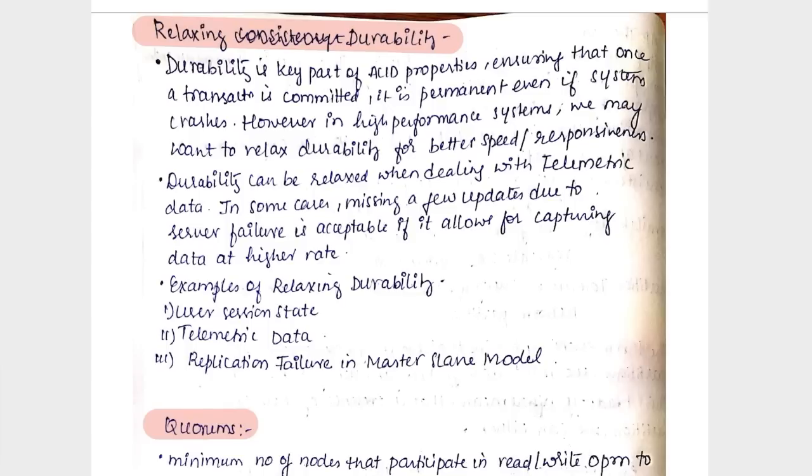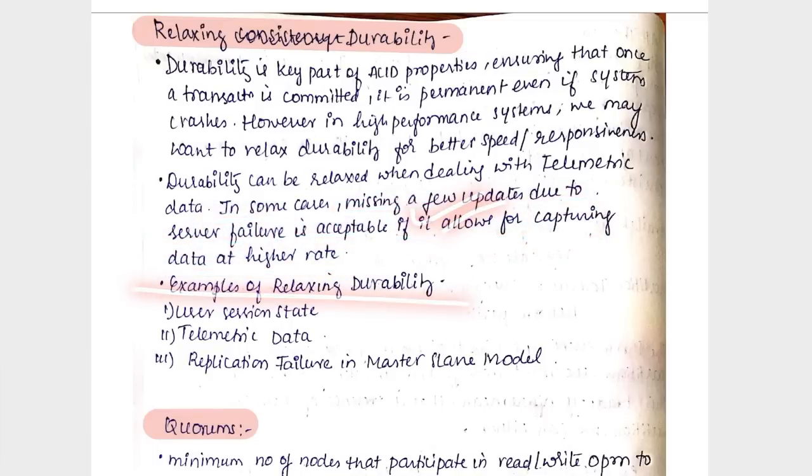An example: durability can be relaxed when dealing with telemetric data. In some cases, missing a few updates due to server failure is acceptable if it allows for capturing the data at the highest rate. Our main aim is to make sure that the data is utilized, or the transaction is completed properly. So here we can let go of the durability aspect, ensuring that speed and responsiveness are met together. So that's what we have discussed.